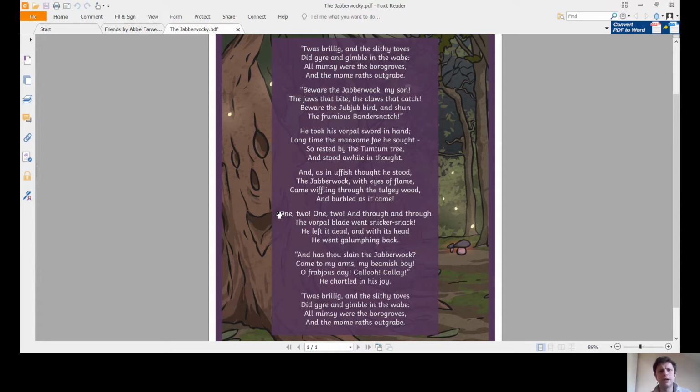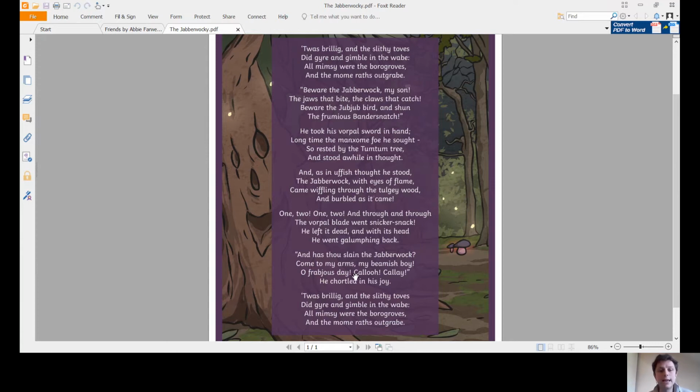That's explaining how the fight went. So the hero has got this sword called the vorpal blade, and he's fighting the Jabberwocky with it. He wins, he left it dead, and with its head, he went galumphing back. So he cuts off its head with the vorpal blade and goes back. And whoever sent him off is very happy.